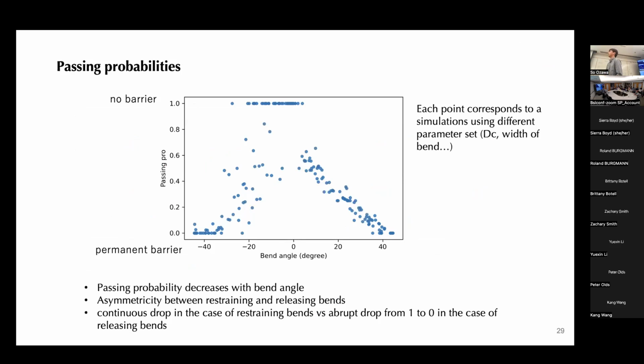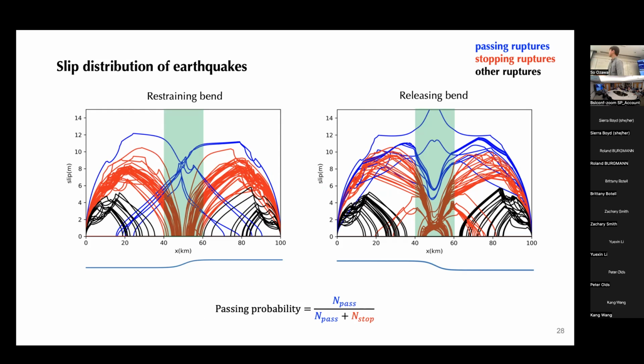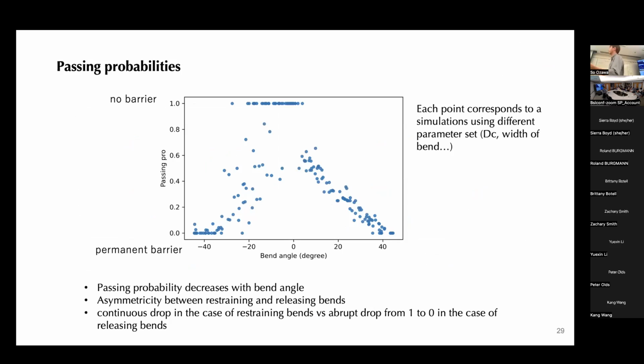So we did this analysis for many different sets of parameters because there are a lot of free parameters in our model, like some frictional parameters, and also the width of the bend can be varied. So there are a lot of parameters. I ran 400 or maybe 500 simulations using different sets of parameters, and each point corresponds to one simulation, one set of parameters. So there are 400 points here.